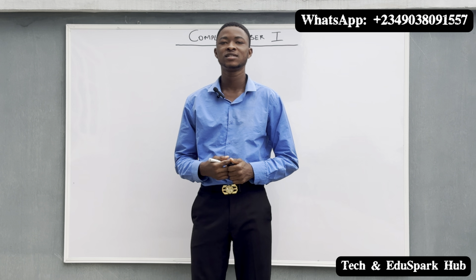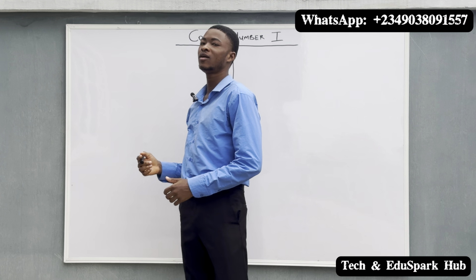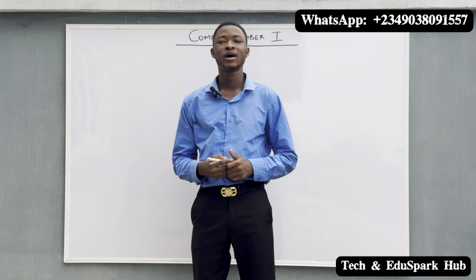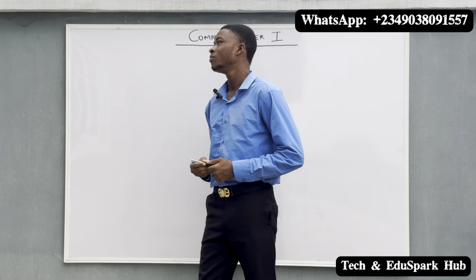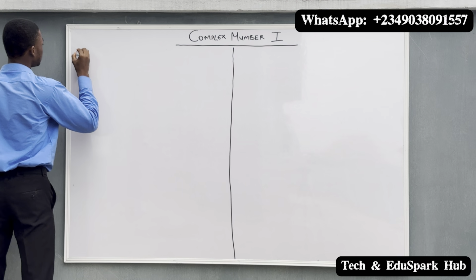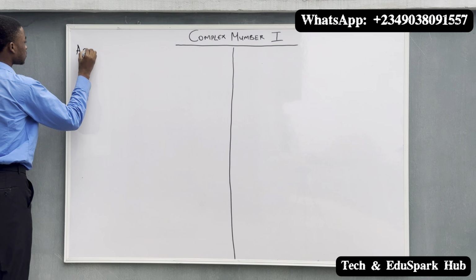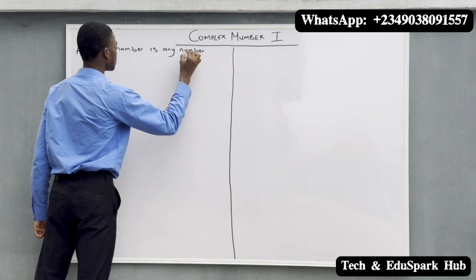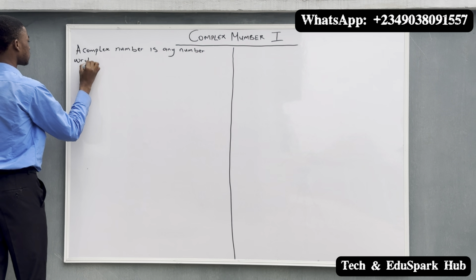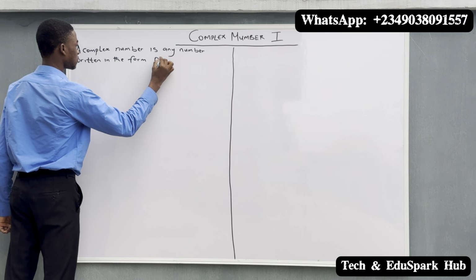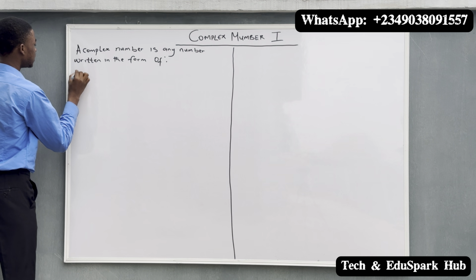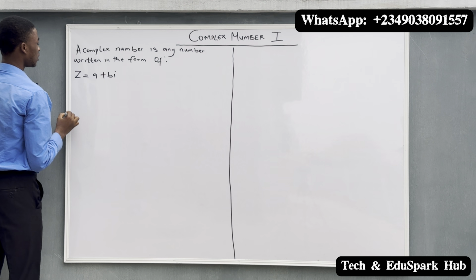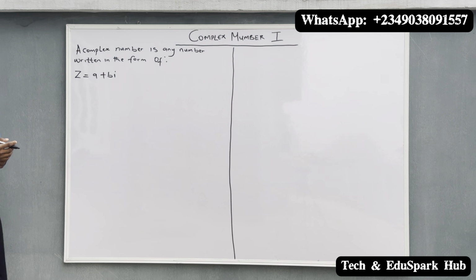In today's lesson, we'll be looking at complex numbers under Math 101. And under this topic, what do we understand by a complex number? A complex number, let me just write that on the board. A complex number is any number written in the form of z equals a plus bi. So this is a way we can have a complex number.